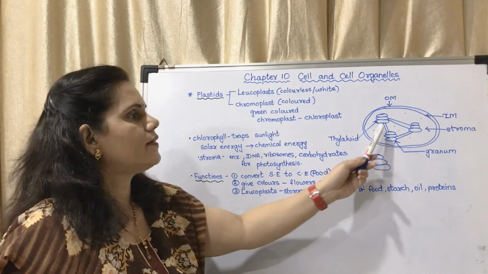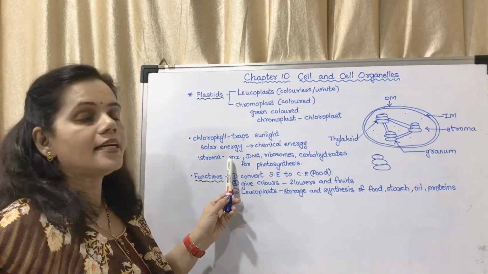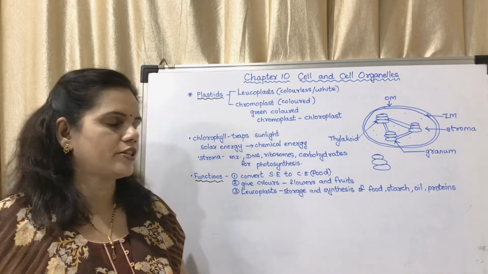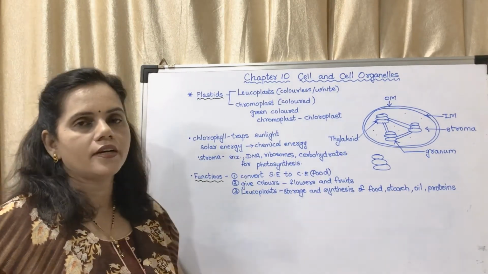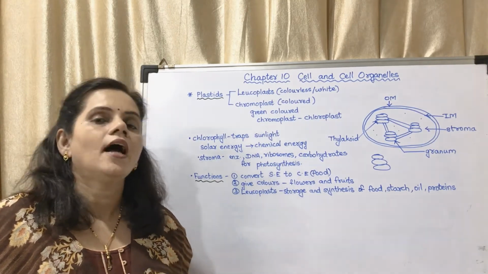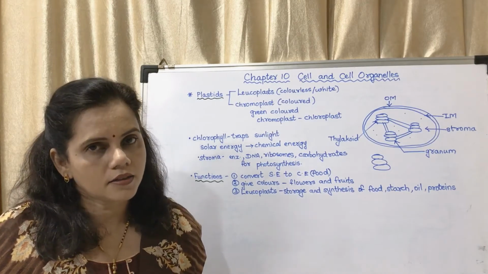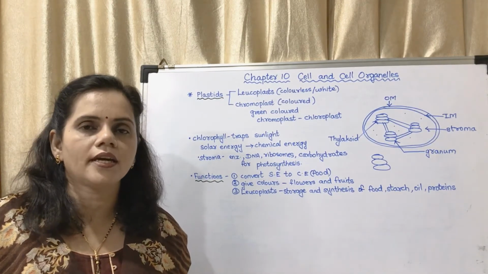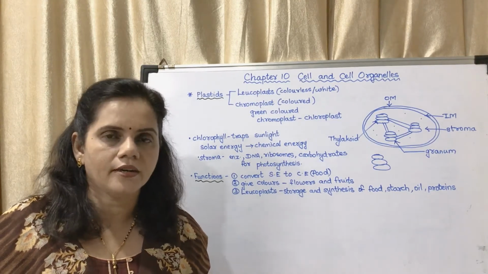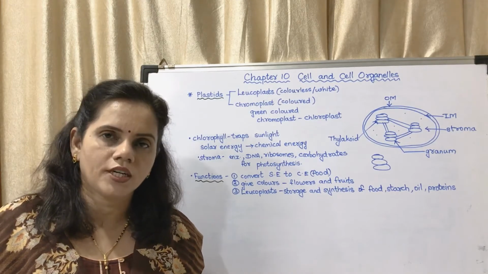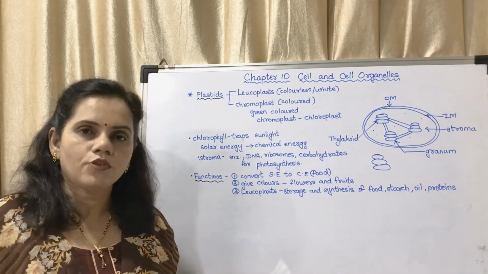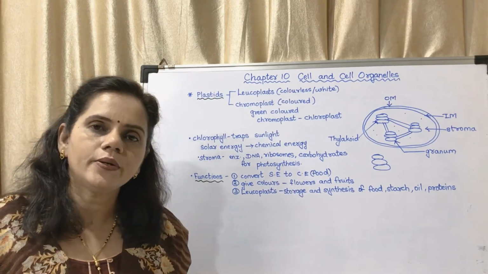Stroma is the fluid which is present inside the chloroplast. It contains enzymes, DNA, ribosomes, carbohydrates. These are all required for photosynthesis. What are the functions? The first function is to convert solar energy into chemical energy. With the help of chlorophyll, it traps the sunlight, and that solar energy is getting converted into carbohydrate. Okay, what are the chemicals which take part in formation of food? It is carbon dioxide and water. With the help of sunlight, carbon dioxide, water and chlorophyll, the plant forms food product, that is glucose. That is photosynthesis. So solar energy is getting converted into chemical energy.